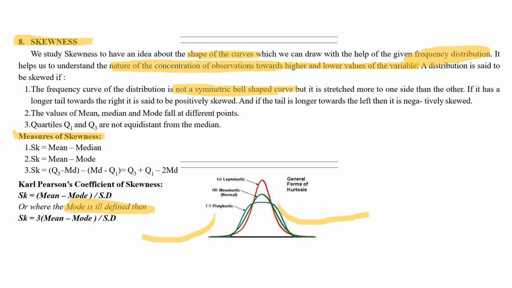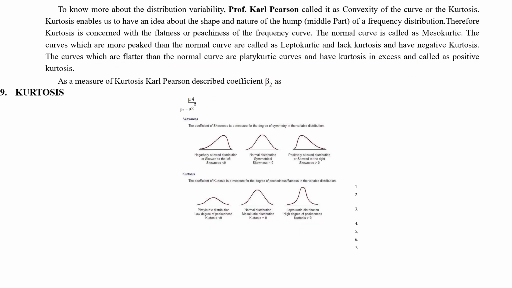Skewness is equal to mean minus median. To know more about the distribution variability, Professor Karl Pearson called it the convexity of the curve, or the kurtosis.